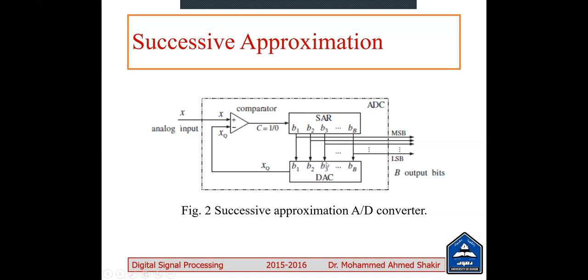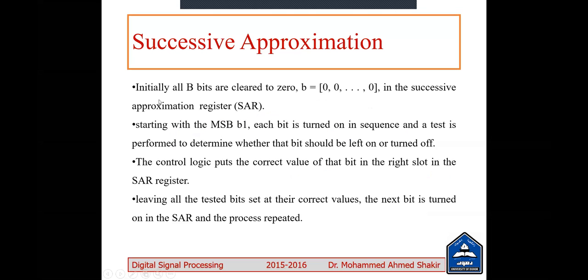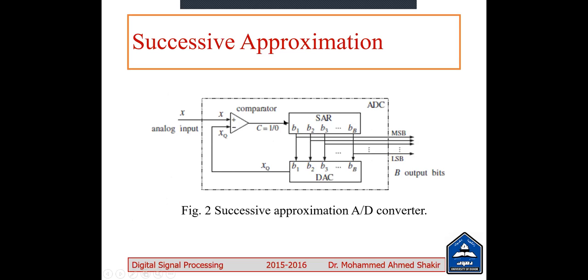Now, how does the successive approximation A to D converter work? At the beginning, we initialize the system. The most important thing in the initialization process is the successive approximation register. Initially, all bits are cleared to zero in the successive approximation register. This register will be initialized and reset.